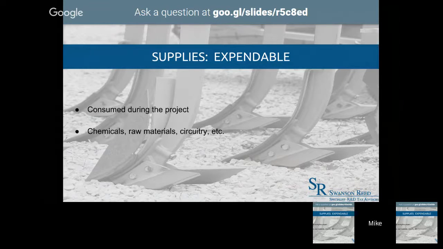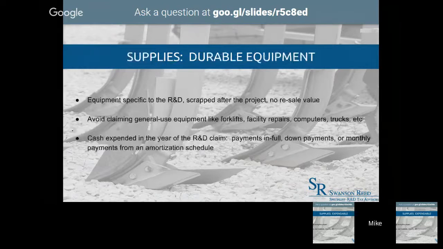So they're totally consumed. You can also count in the supply category durable equipment, but you have to focus on cash outlays during the calendar or fiscal year, the financial operating period for which you're filing the tax claim. This is for equipment. I'll clarify that in just a few seconds here. The equipment has to be specific to the R&D. Preferably it's scrapped after the project and there's no resale value.